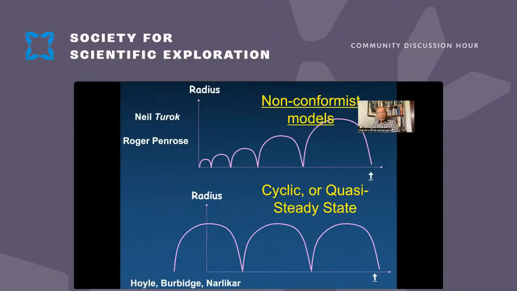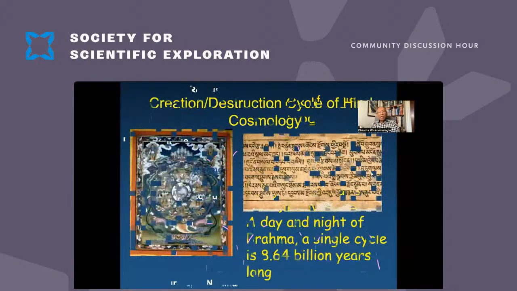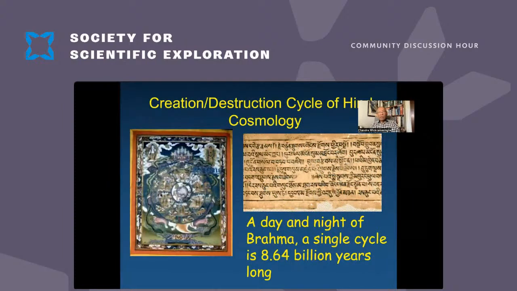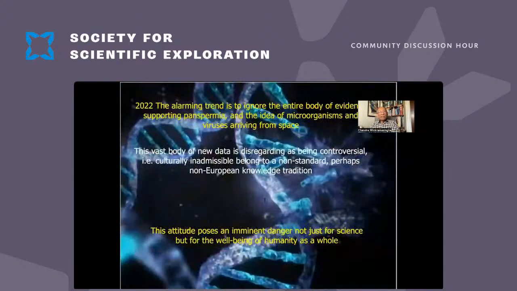Maybe life was always present in the universe. And the creation cycle of Hindu cosmology is just a poetic expression of an eternal universe, which is oscillating in an endless series of creation and rebirths. So the alarming tendency into 2020 is to ignore this entire body of evidence that supports not only panspermia, but an infinite age of cosmology, an infinite age to the universe.